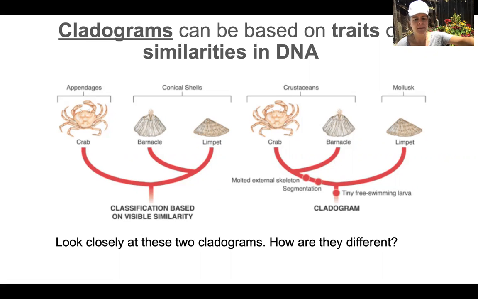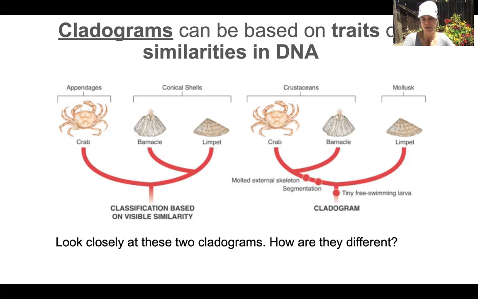The one on the left, you can see, is labeled as classification based on visible similarity. This is what you might be doing out in the field. Just based on its shape, how might I relate these? How might I guess at their relatedness to each other? We'd probably say, hey, conical shells, the barnacle and the limpet must be more similarly related. This crab with its appendages, very different. We'll put it over here.